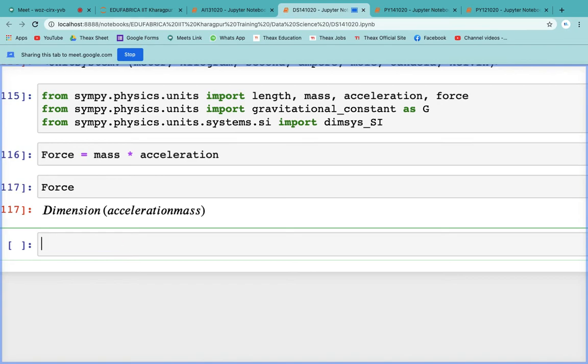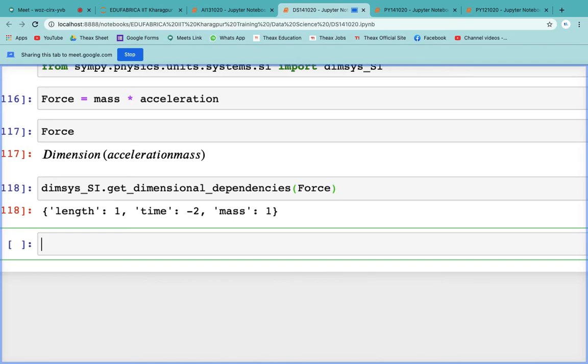So what exactly are we going to write? Dimension and the dimension systems underscore of SI, what we just imported there, to get the dimensional analysis, or you can say dimensional dependencies. I'm just giving a glance, don't go for using this. If you have interest, you can go for learning this. So the dimension dependencies of force are length 1, time minus 2, and mass 1. Is it correct? I think so.